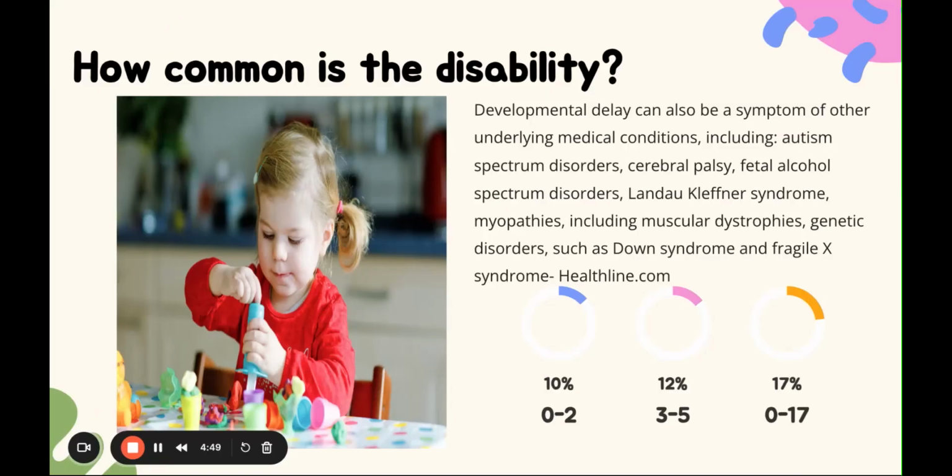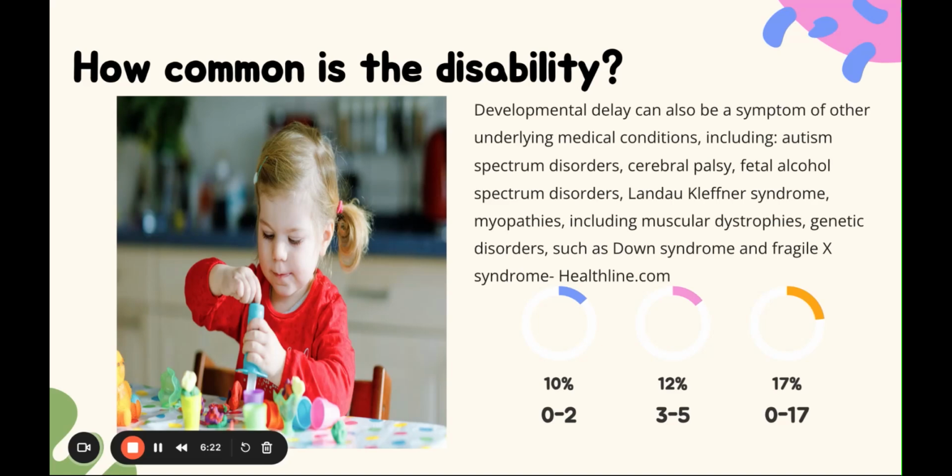How common is this disability? As we can see below, between the age gaps, 12% at 3 to 5 are diagnosed with a developmental delay. That is a huge chunk of students that have this disability. We can also see at ages birth to 17, 17% of the entire world are diagnosed with a developmental delay.